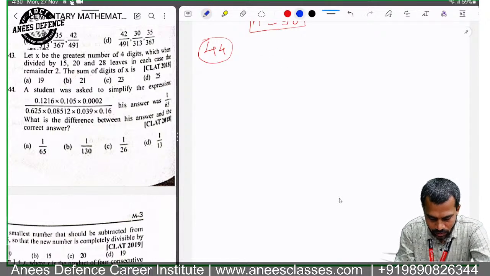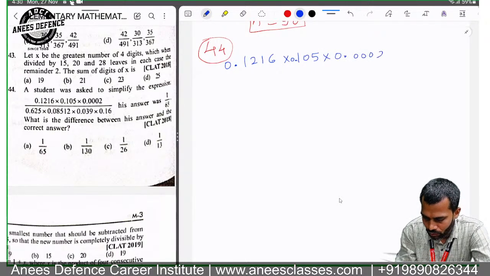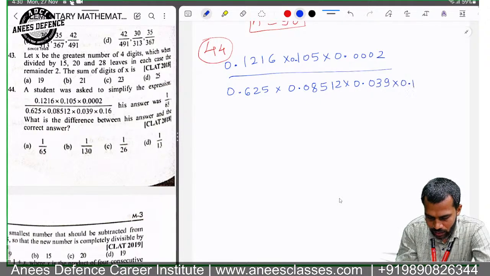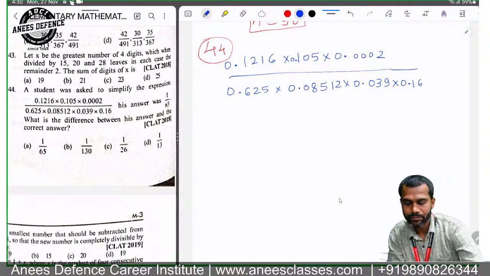See, 1216 into 105 into 0.0002 divided by 0.625 into 0.08512 into 0.039 into 0.16. Yes or no?